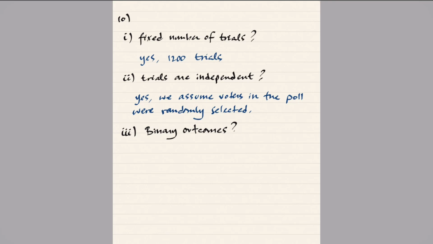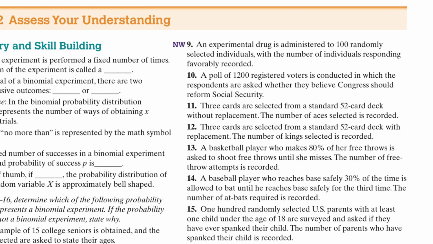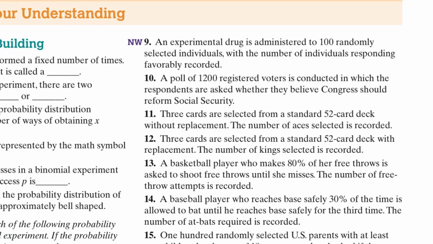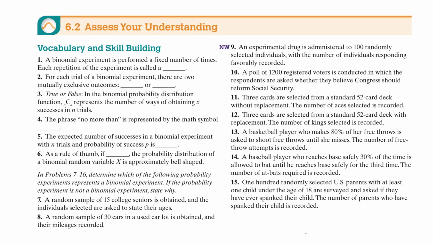So again, do we have binary outcomes? Well, you can go back and look at the problem again. And it says that the voters were asked whether they believe that Congress should reform Social Security. And so if you think about how they would answer that question, basically it's a yes or no answer. And so if we assume that that's the case, then we do have binary outcomes.